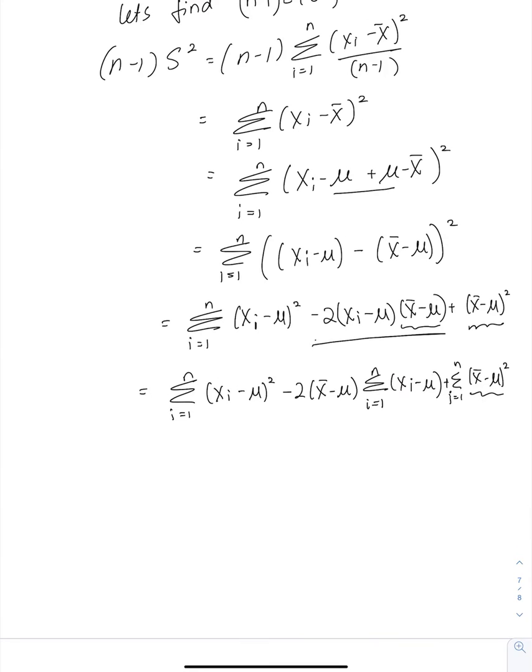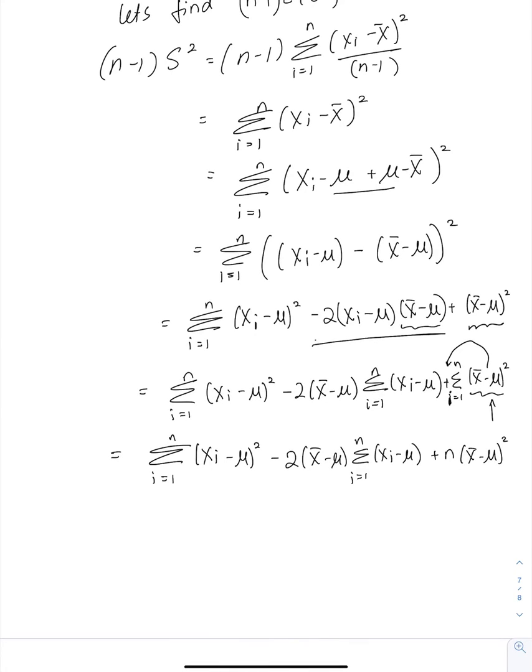Well, once again, this doesn't have any subscript in it, so it doesn't change with each i. So you can take it out of the summation and just sum up 1, so you'll have an n over there. So just putting this down all very nicely: you have the sum of xi minus mu squared, minus 2 times x bar minus mu, times the summation, i going from 1 to n, of xi minus mu. And then you're adding up this term n times, if you want, you can think of it like that. So you'll have n times x bar minus mu whole squared. Okay?